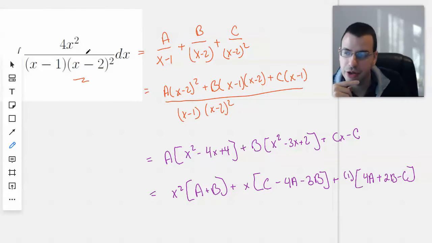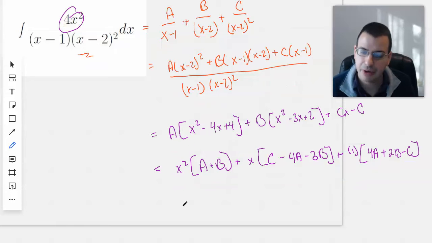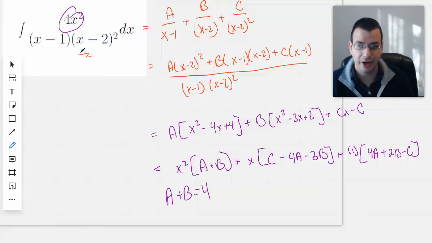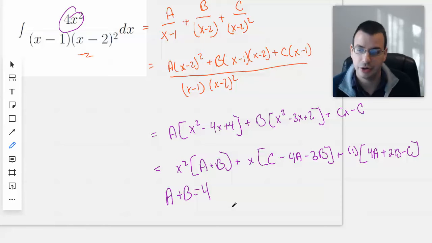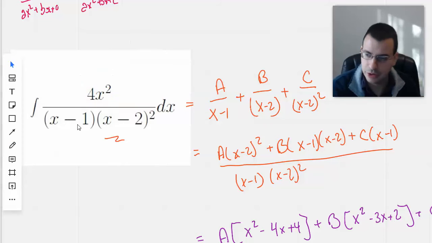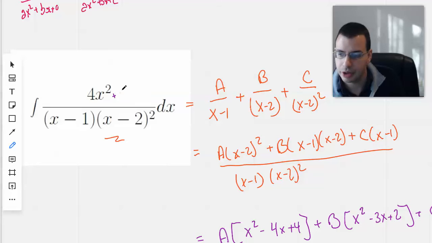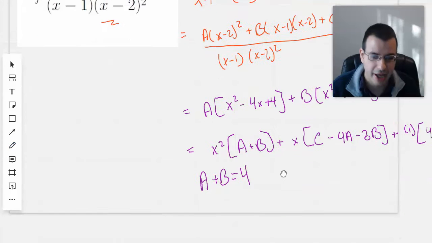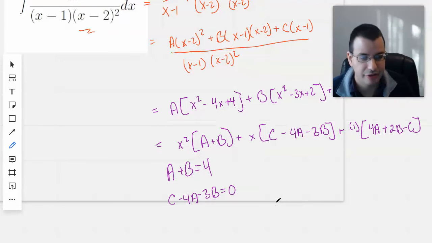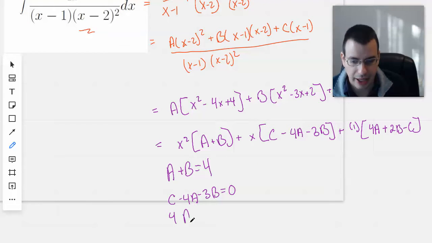Okay, and now we use this portion right up here. So we know that a plus b has to equal 4, because we need to get 4x squared somehow. All we have is a and b interacting with x squared, so a plus b has to equal 4. I'm going to rewrite this part slightly, plus 0x plus 0. That way it's a little bit more obvious that we have c minus 4a minus 3b equals 0. And then we have 4a plus 2b minus c equals 0.